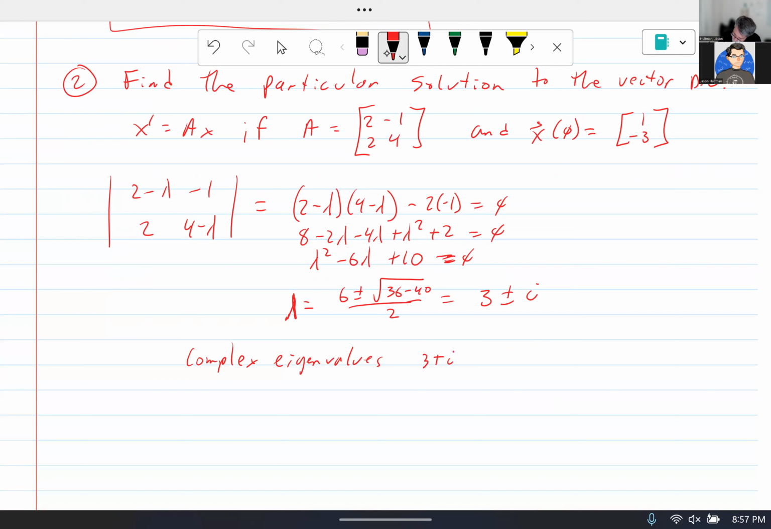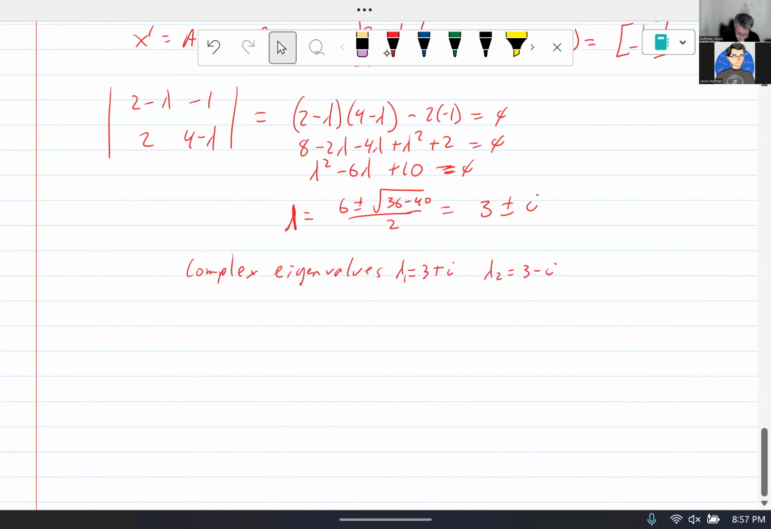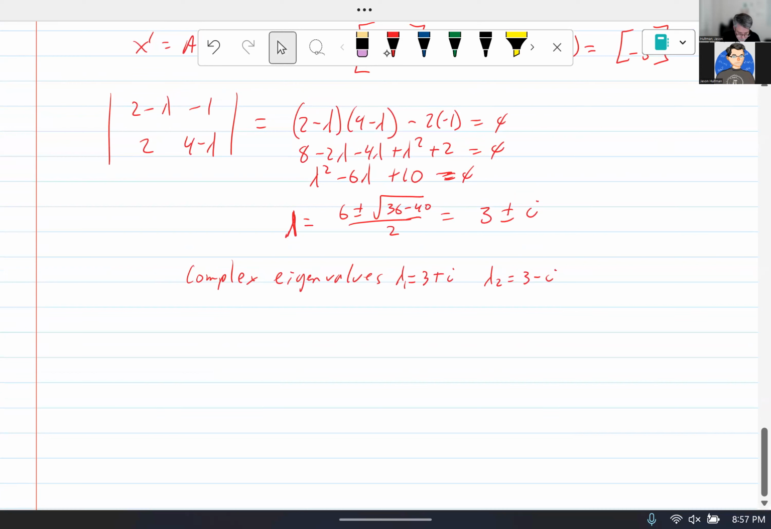Okay, 3 plus i and 3 minus i. We'll call that lambda 1 equals 3 plus i, and lambda 2 equals 3 minus i. But we can use one of these to get our two linearly independent vectors. And so let's show how we can do that when we have complex conjugate eigenvalues.